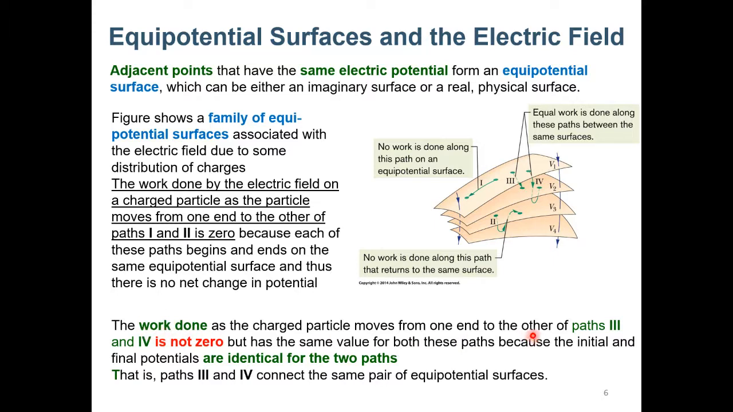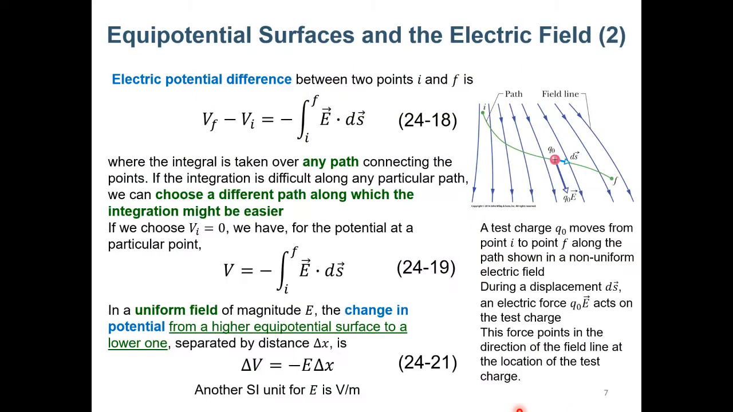Yeah, this is what we mentioned, path 3 and path 4. It's not 0, but has the same value for both paths because the initial and the final potential are identical for the two paths. So this is the definition for the electric potential difference.